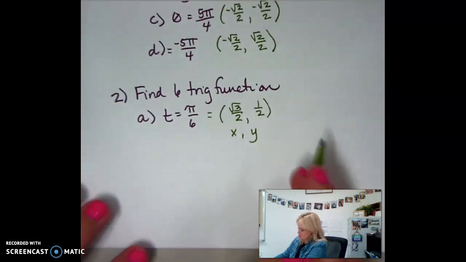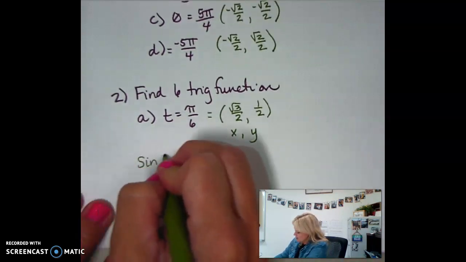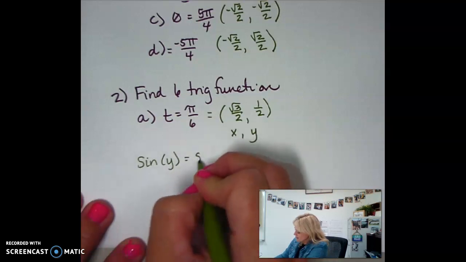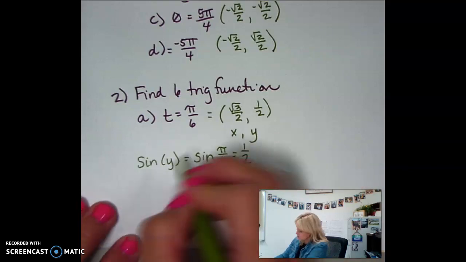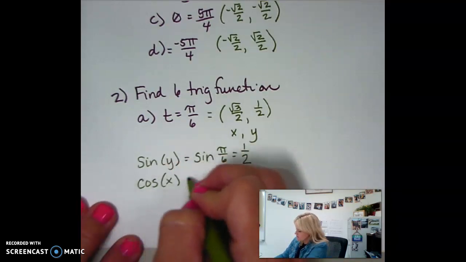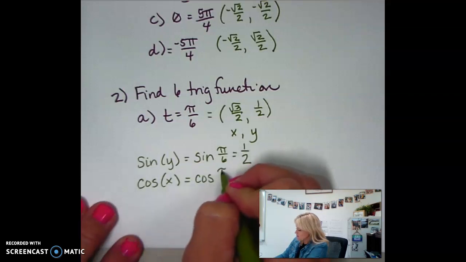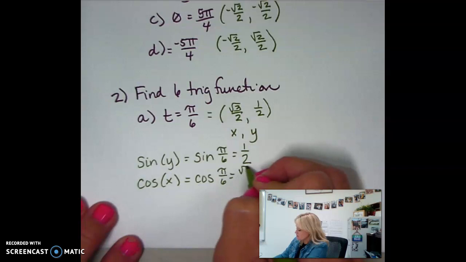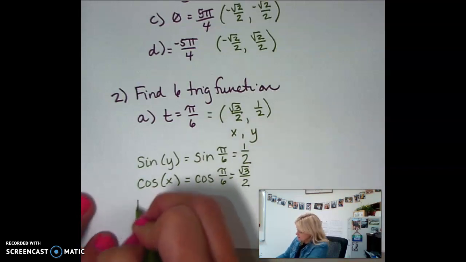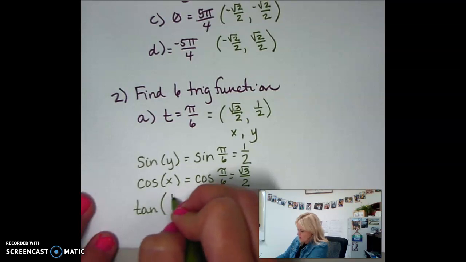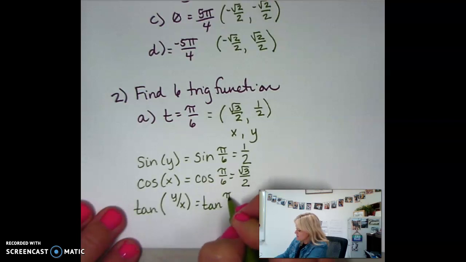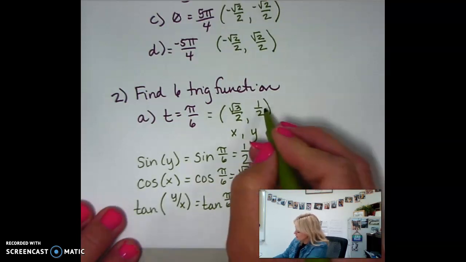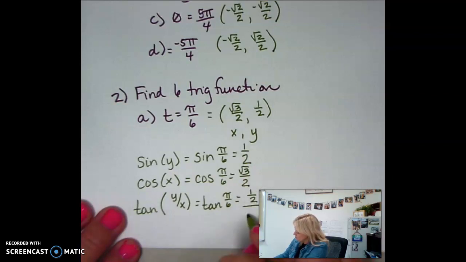Now, the 6 trig functions, we know that sine is the same as the y value, so the sine of pi over 6 is equal to 1/2. Cosine is the x value, so cosine at pi over 6 is equal to the square root of 3 over 2. The tangent is the same as y over x. So this is a little bit more complicated now because we have a fraction within a fraction. So y is 1/2 over x, which is the square root 3 over 2.